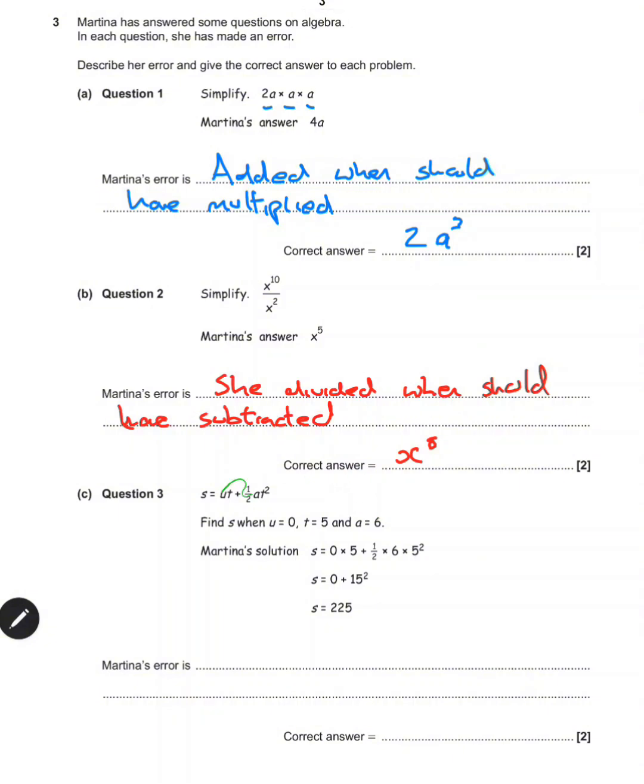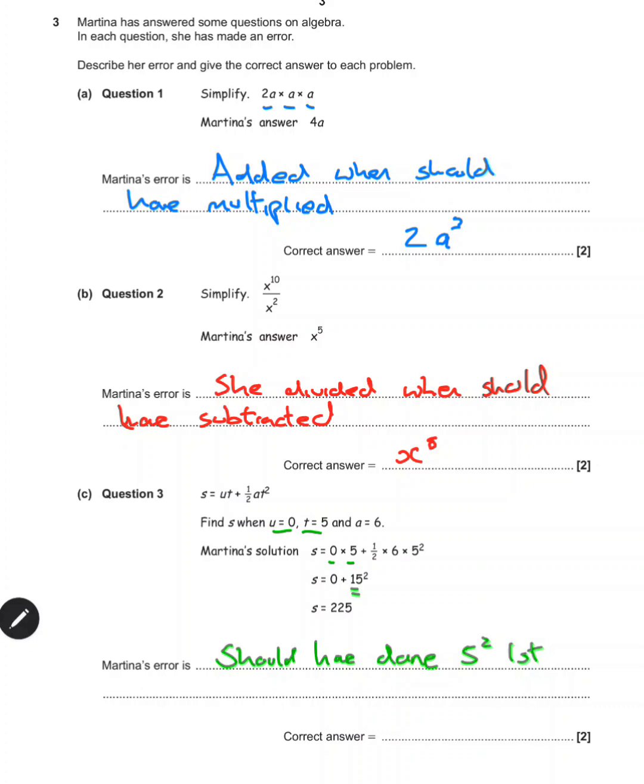And then part C, we've got some substitution. So we can see the numbers have been put in incorrectly. u is 0, t is 5, and all the way through the numbers are incorrect. But if you look at this bit here, she's done a half times 6 times 5. 6 fives are 30, and a half of that is 15. So here she's done the multiplication when really she should have done 5 squared first. And that's the error. She should have squared before multiplication, just following BIDMAS.